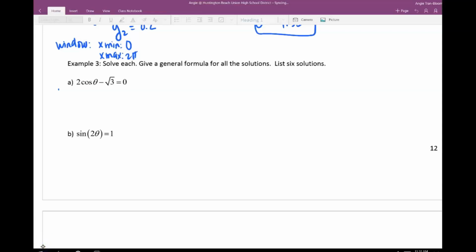Hey guys, this is example 3 for section 7.3.